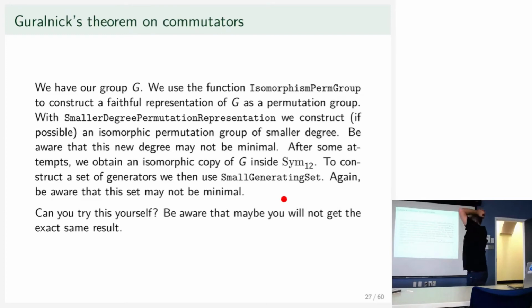So we have our group G. Now I am going to find a permutation representation for my group. Why? Because it is better, something that you see. For this, I have this function, isomorphism per group. This function will return, if it is possible, a permutation representation of my group, or more precisely, an isomorphism between my group and a permutation group which is isomorphic to this.